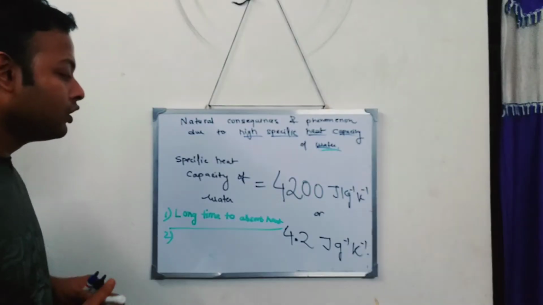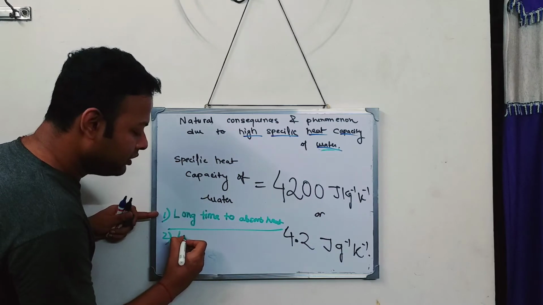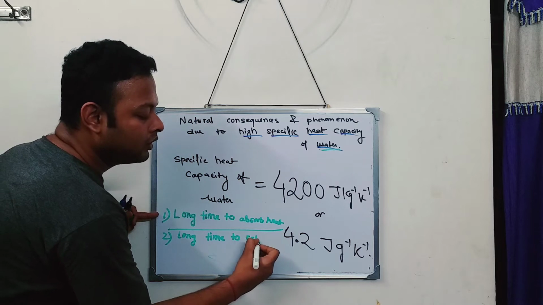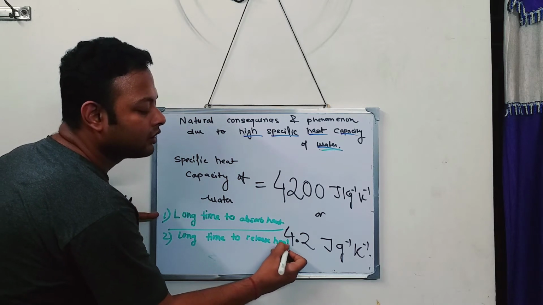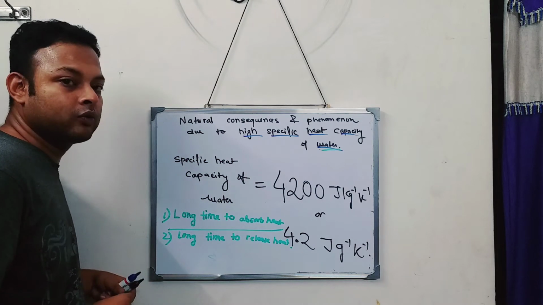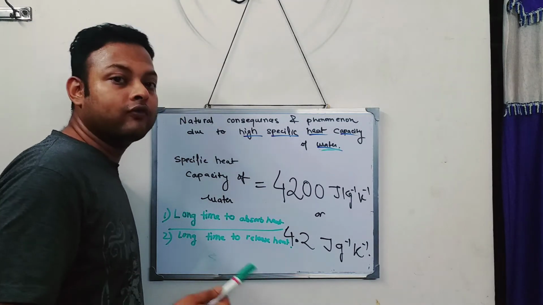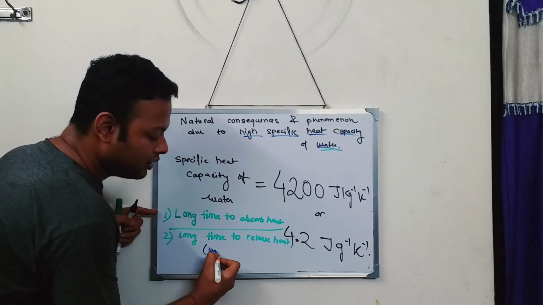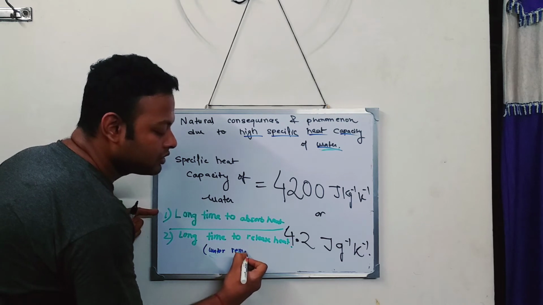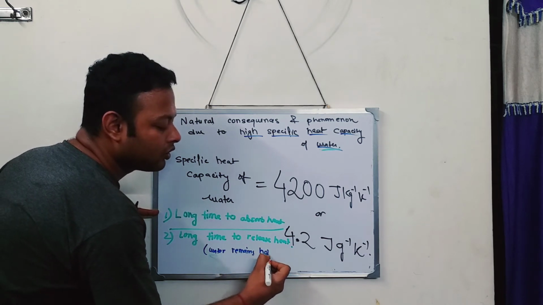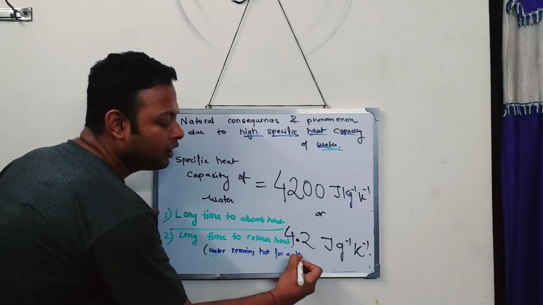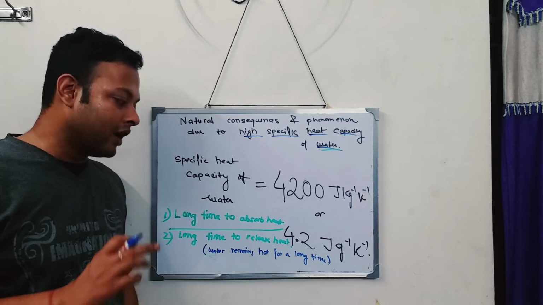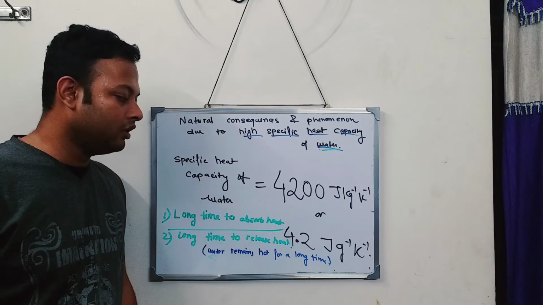So I can write: long time to absorb heat, and even long time to release heat. So if it takes a long time to release heat, what happens? The water remains hot for a long time. So I can write, since it takes long time to release heat, water remains hot for a long time. So you have to remember these points as I'm going.